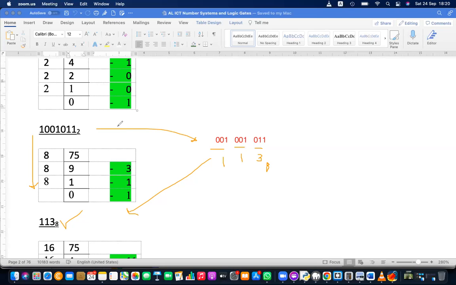The second method is this, the pattern based method. They can remember the pattern. So this is faster sometimes.